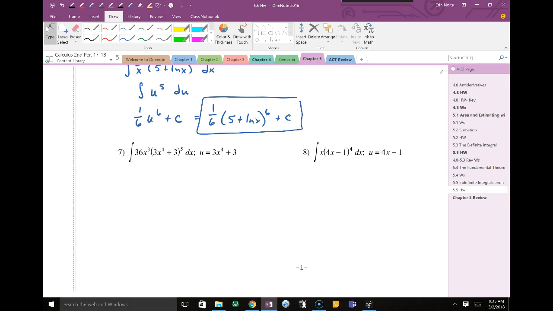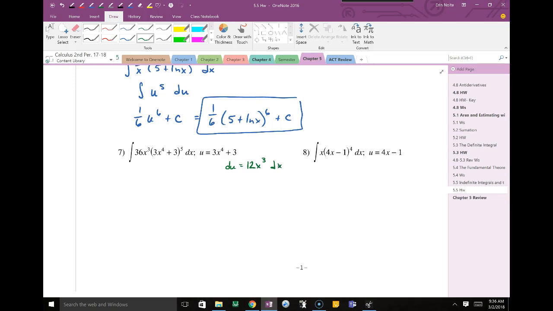Alright, so question number 7. First thing I want to do is do my du. What's my du here? 12x to the 3rd dx. So, is that one going to cancel? There's leftover stuff, right? Okay, so how can I turn 36 into 12?